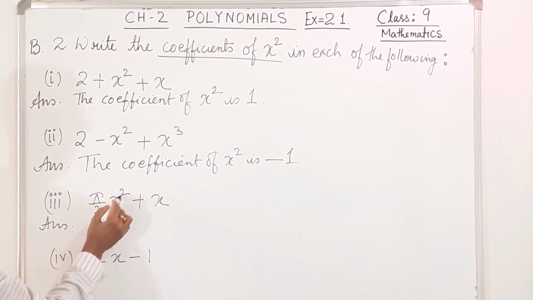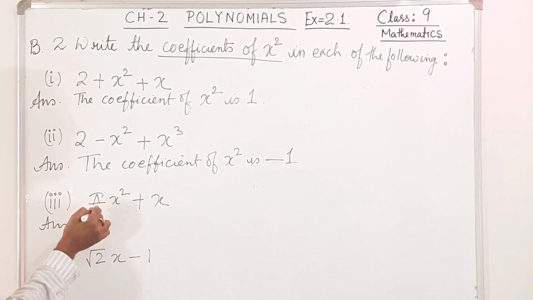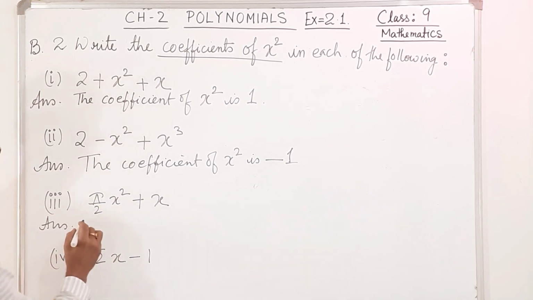Now Roman 3, pi by 2 x square plus x. So the first term is carrying x square, and before x square what is there? Pi by 2. So that is the coefficient. So how will we write?